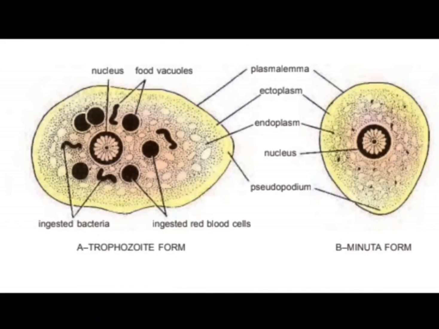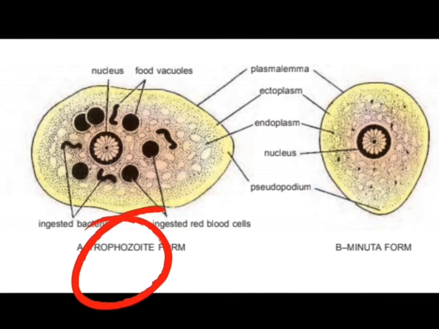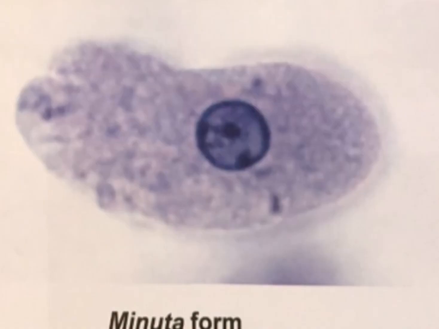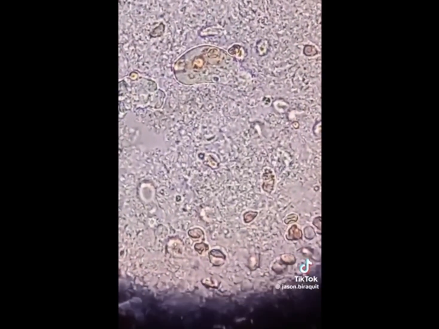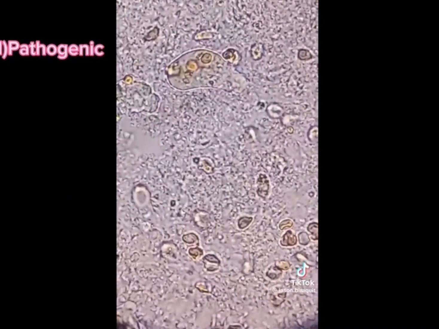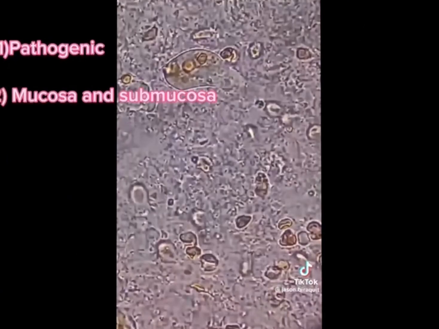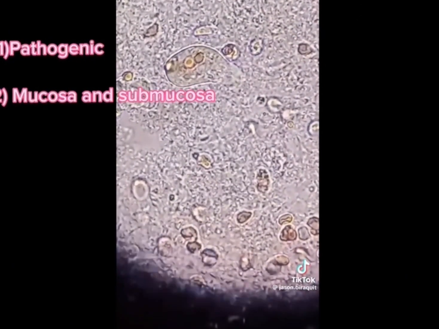In Entamoeba histolytica, it is known that even among themselves, they exist in 2 forms, which are the minuta form and the virulent form. Minuta is the non-pathogenic form, which is also known as the non-invasive form. They are smaller in size and live in the lumen of the large intestine, whereas the virulent form is the pathogenic or tissue-damaging form. They live in the mucosa and submucosa of the large intestine of humans.